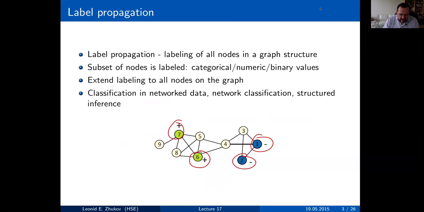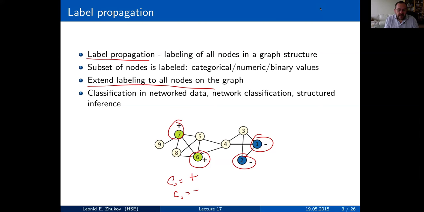In fact, here I show you two classes: one class is plus, and the second class is minus. So it is a typical binary classification problem. But we can do multi-class classification, doing one versus all, or there are other ways to do it. Or we can actually run regression algorithms, assuming that on every node we have some value associated with it, and the question would be to interpolate those values across the entire graph. So it's really the full gamut of machine learning problems, but now you work on top of the graphs. Again, label propagation just really means extending labeling to all nodes on the graph.